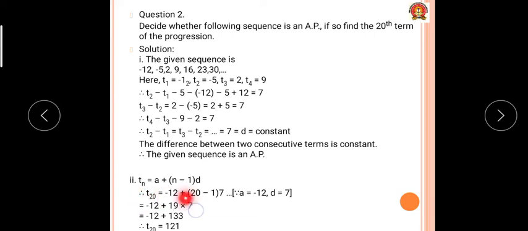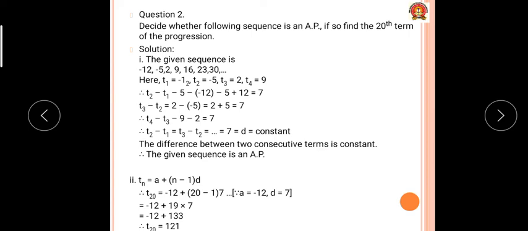So write down in the formula: T20 is equal to minus 12 plus (20 minus 1) into 7. So what will you get? Minus 12 plus 19 into 7. So minus 12 plus 133. So T20 is equal to 121. So this is the answer.